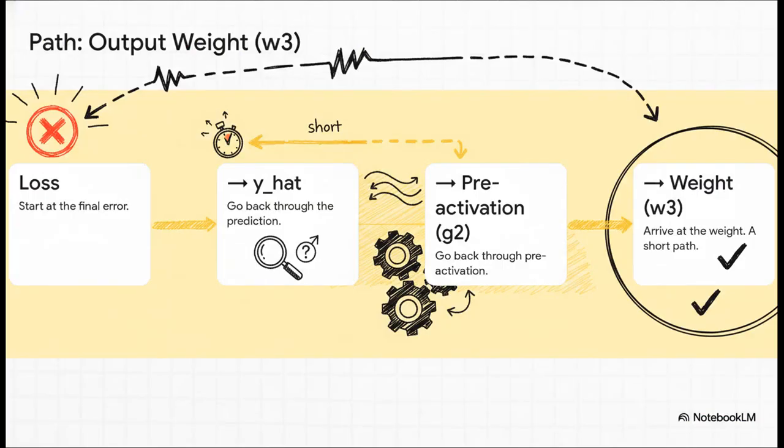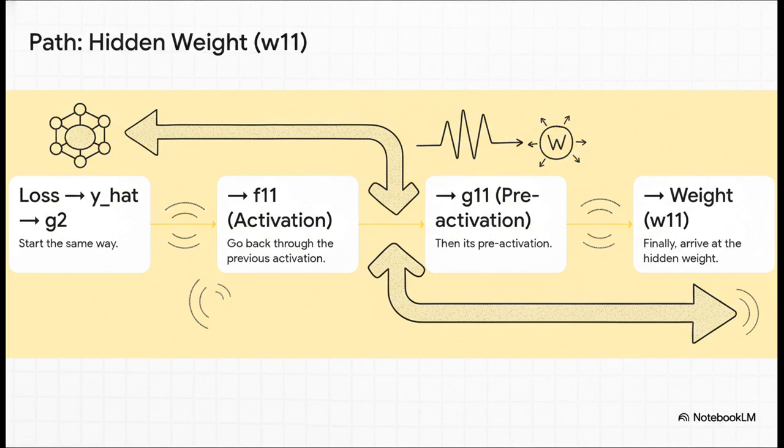Now, if you look at a weight that's connected directly to the output, let's say W3 right here, the path is super short and sweet. It looks almost exactly like the single neuron example we just did. The loss is influenced by the prediction, which is influenced by the pre-activation, which is directly influenced by this weight. Easy enough.